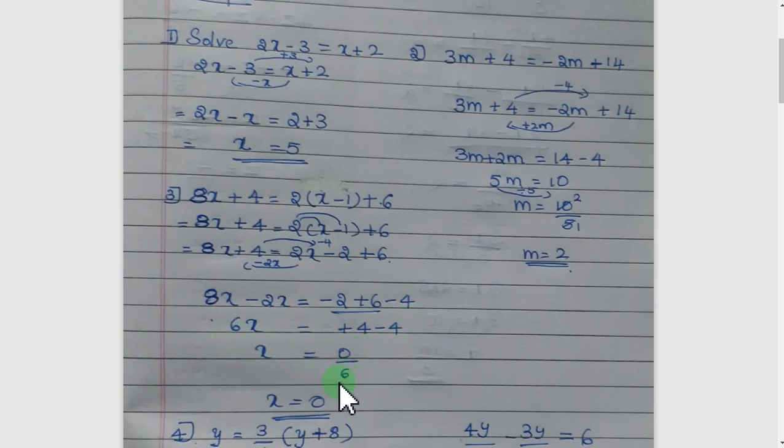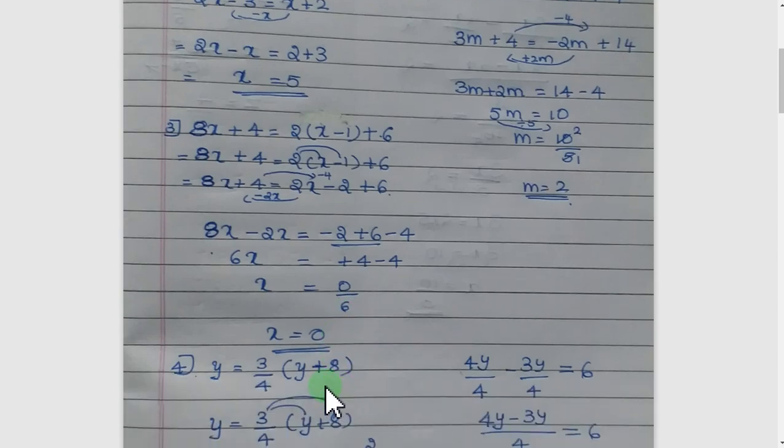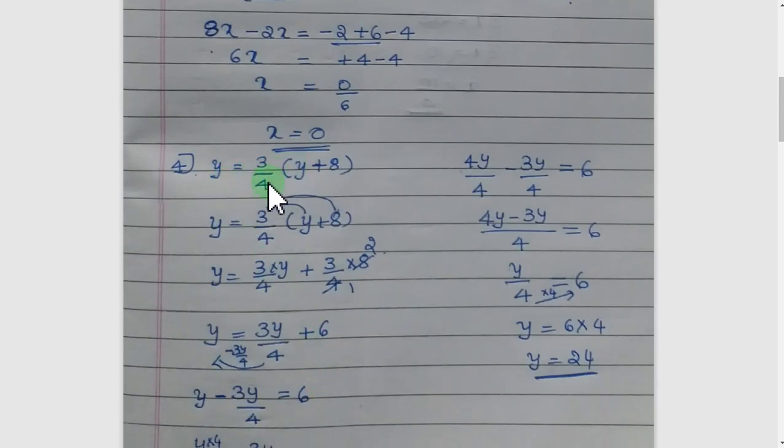0 by any number is 0. So fourth question, y is equal to 3 by 4 into y plus 8. As I told you, if any equation contains a bracket, the number which is outside the bracket you have to multiply for the terms which are inside. So you have to multiply 3 by 4 to y and 3 by 4 to 8. So y is equal to 3 by 4 into y plus 3 by 4 into 8.